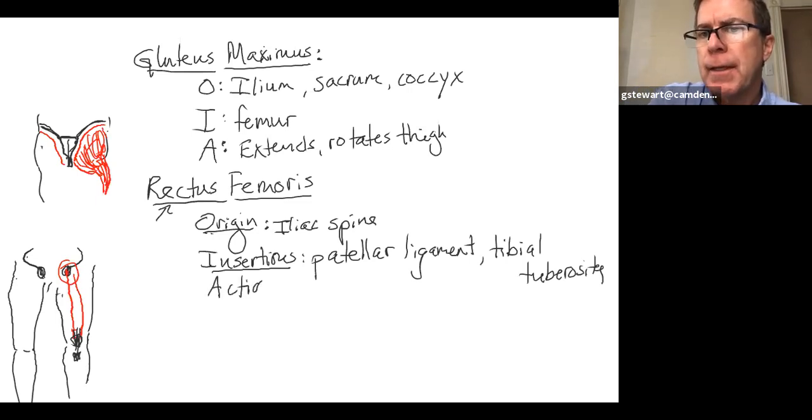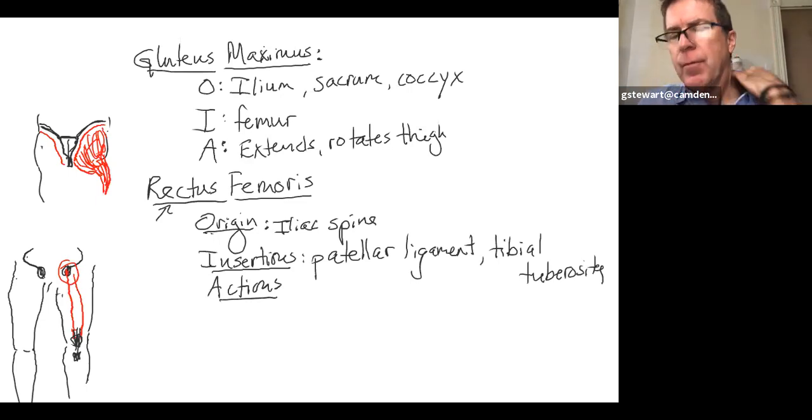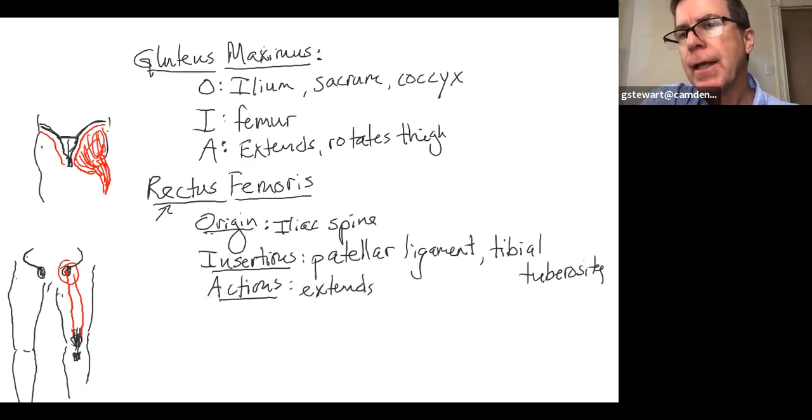Actions are more than this. I'm going to try to abbreviate this for you as much as possible. Let's just say it extends. This is the main one. Extends lower leg.